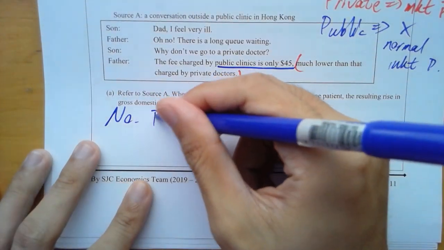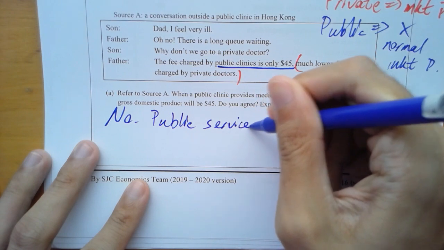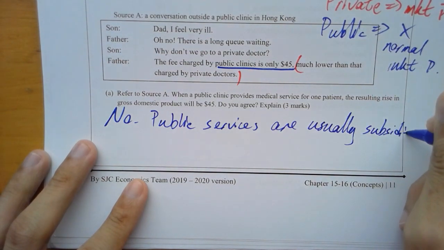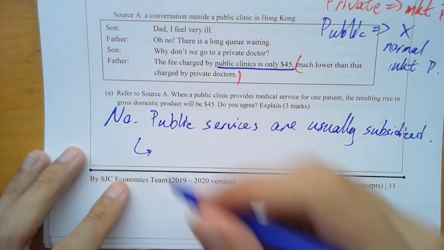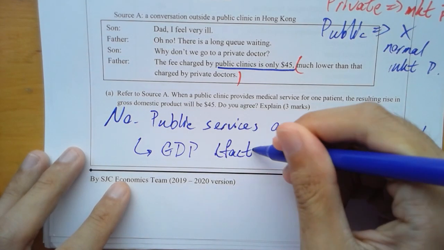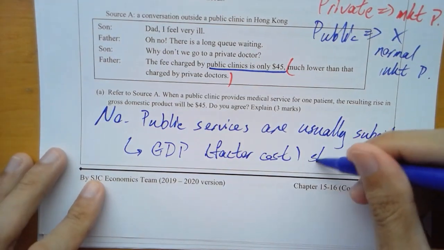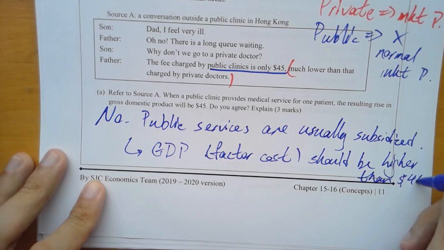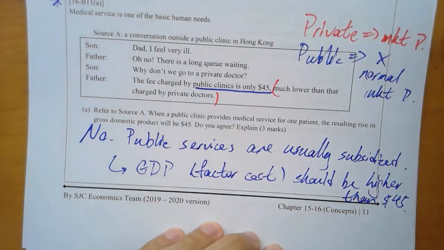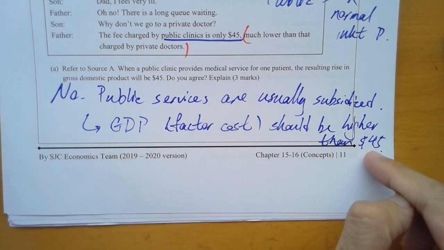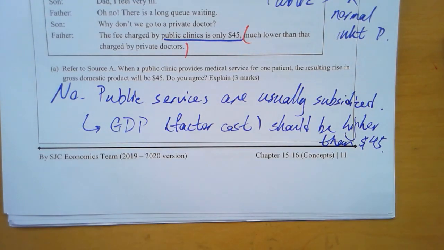Okay, now why it is much lower? Okay, now remember, because public services are usually subsidized. Because there is subsidy. Therefore, their GDP, okay, their GDP, which when we count factor costs, should be higher than $45. So actually it is more than $45, because of the subsidy it just looks like $45. Okay, because it is being subsidized, it should be much higher than $45. The rest of the money only the government has covered for you. Okay, that's the meaning.